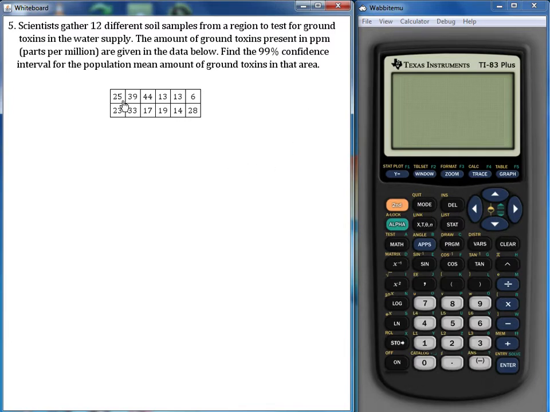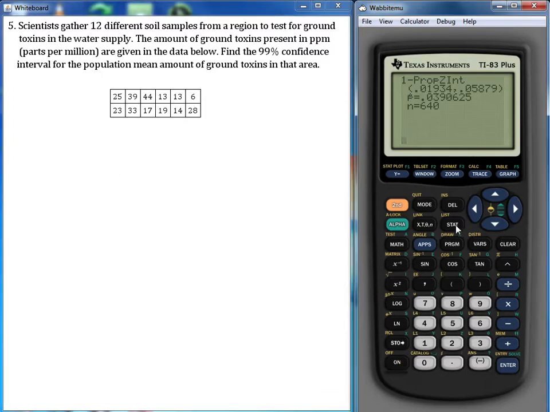All right, so this is the result of the different samples. So there's 12 different samples, and this is the amount of ground toxins in parts per million. Now, the first thing we're going to need to do here, since we are doing a confidence interval, and it's going to be a t interval, but since we have data to work with, we have to input that data first. And that data is going to go into L1 here.